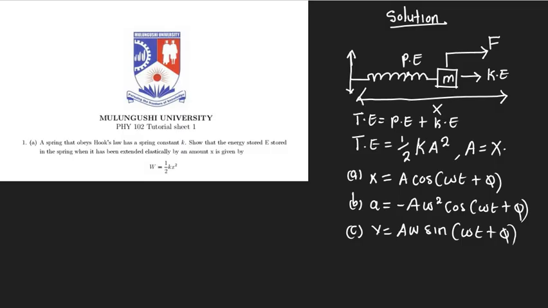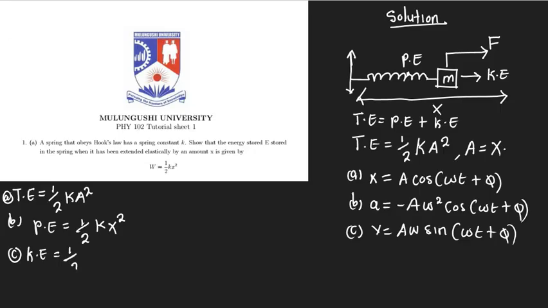Okay, so now let's get started. We know that the total energy is given by 1/2 K A power 2. Then we know that the potential energy is given by 1/2 K x power 2. Then we know that the kinetic energy, which is KE, is given by half m v power 2. Now, if we know these formulas, then we can solve.